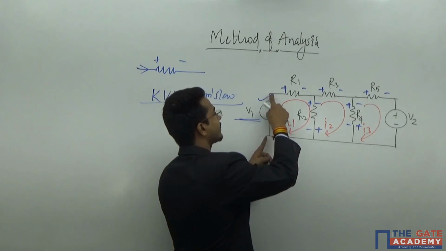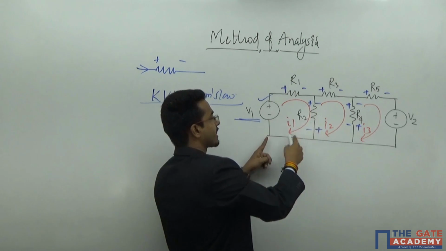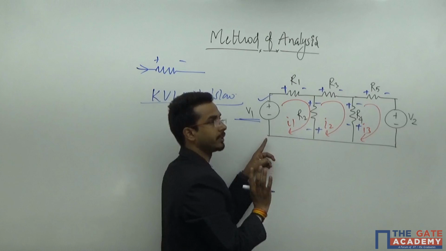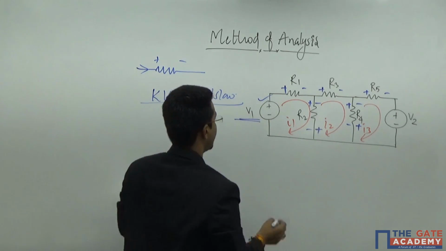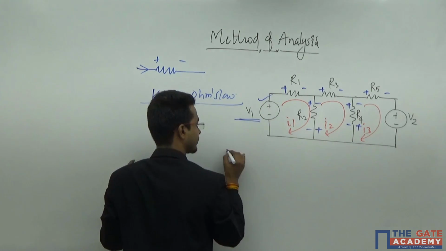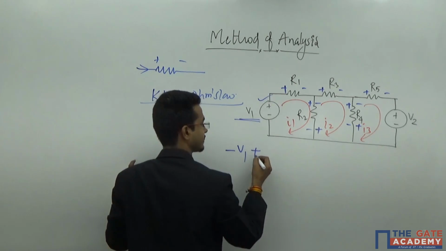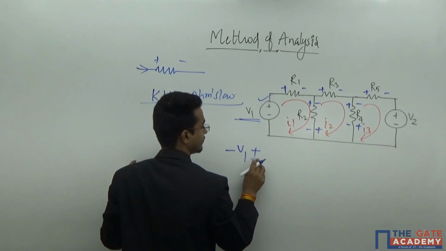And I will make this mesh complete. That means I will write down all the voltages in this particular mesh. How many voltages am I seeing? I will start from here. Which sign will I see first? Minus. That means minus V1. Plus. The second sign is plus. That is why I have written plus here.